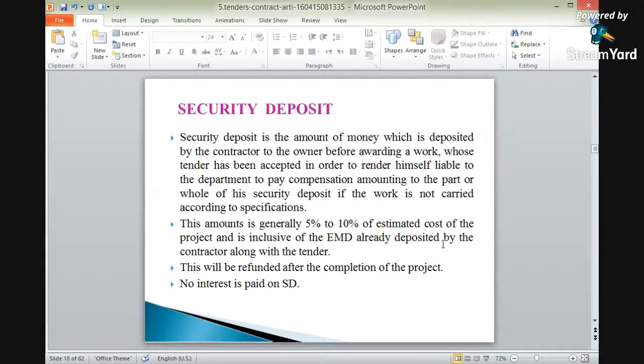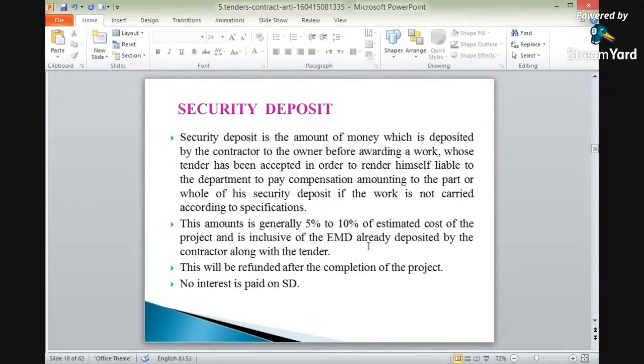At that time, this security deposit plays an important role. With the help of the security deposit, we can execute the work as per the specifications. This amount is generally 5 to 10%. We have seen earnest money deposit is near about 1 to 2%, but in this case it is 5 to 10% of the estimated cost of the project.